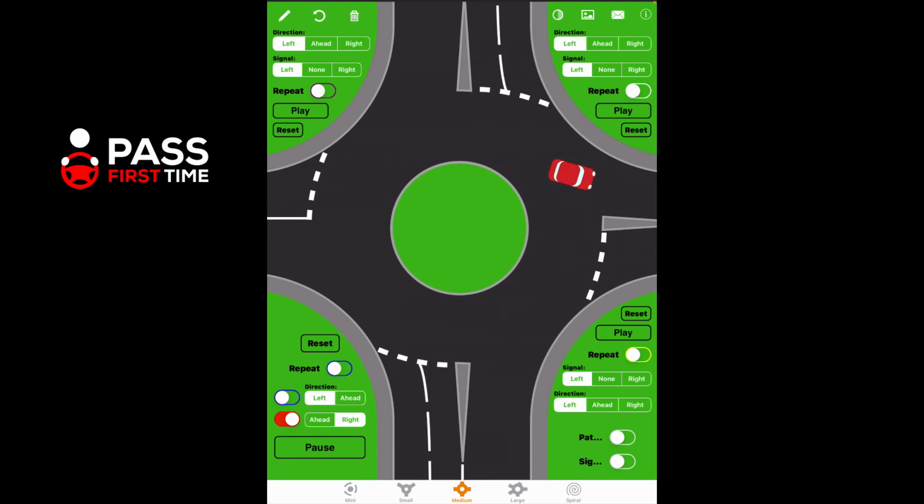So that's another one to really be careful of, that you hold your own lane as you approach a roundabout, no matter what exit you intend to take.